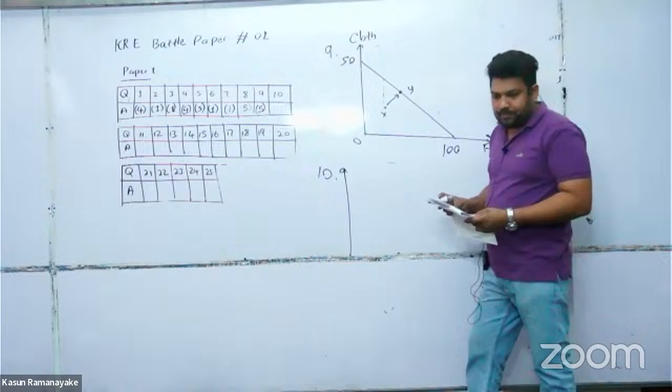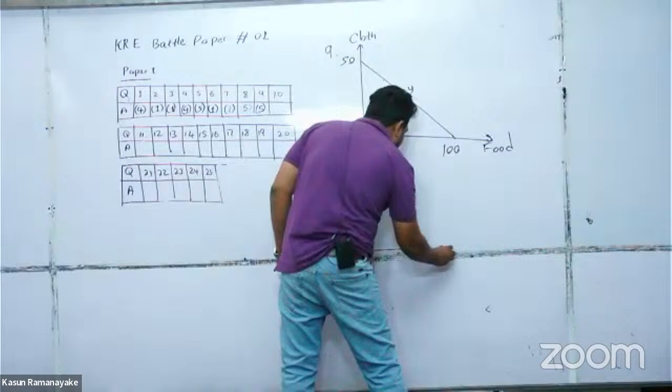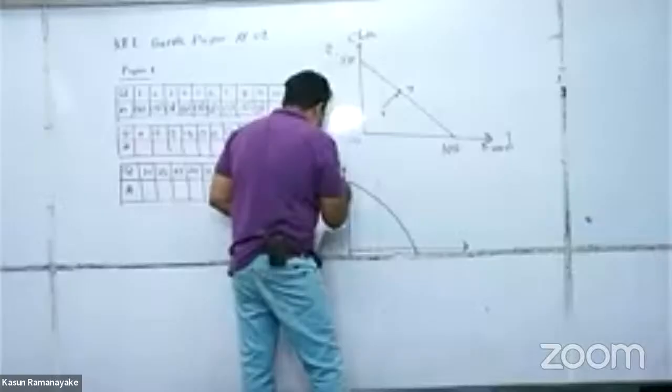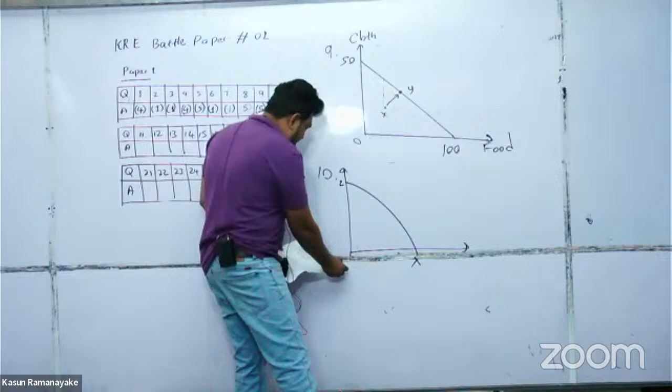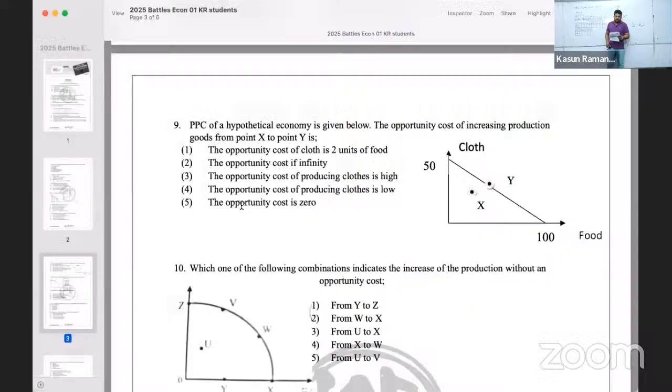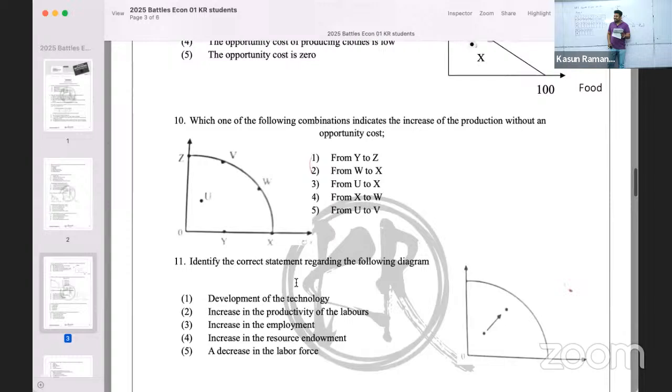Okay, I made the diagram here, no? The 10th question. The PPC is here, Z and X anyway. Look at the question on the screen. Which one of the following combinations indicates an increase in the production without an opportunity cost? Can you see? Without an opportunity cost. Then look at those points which are given there.